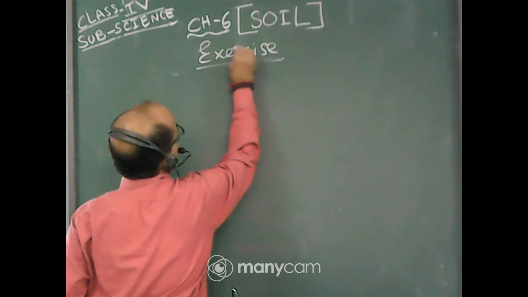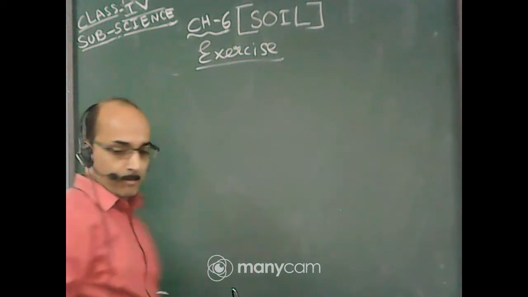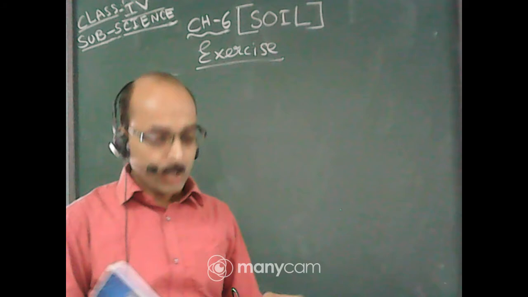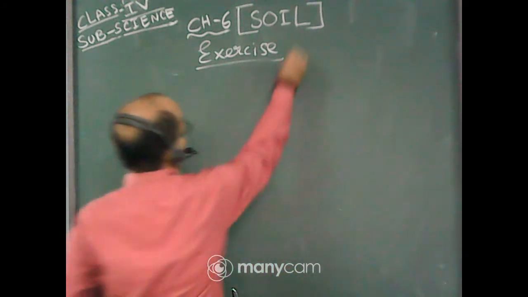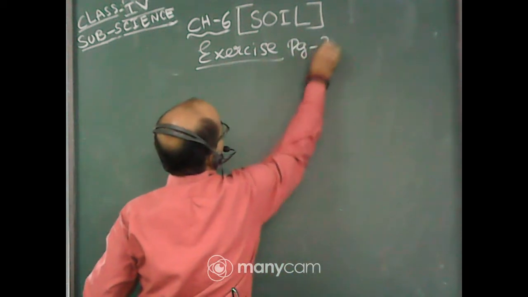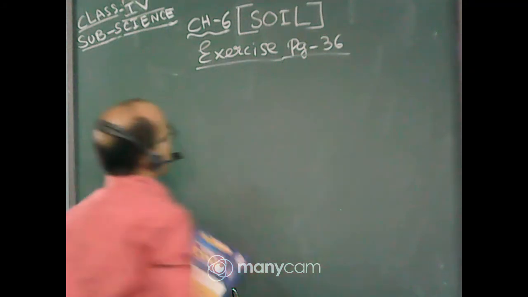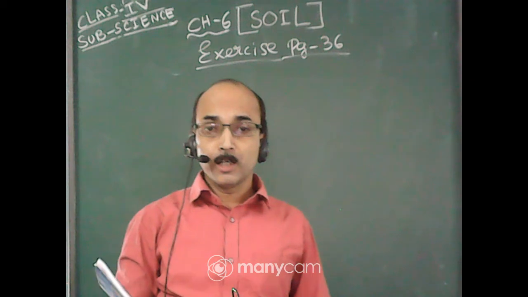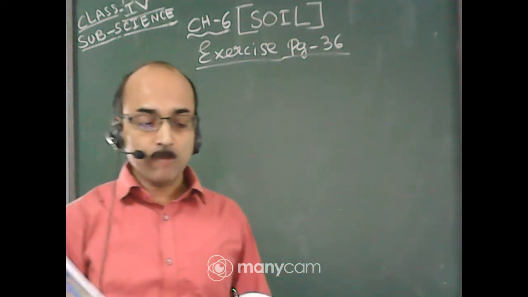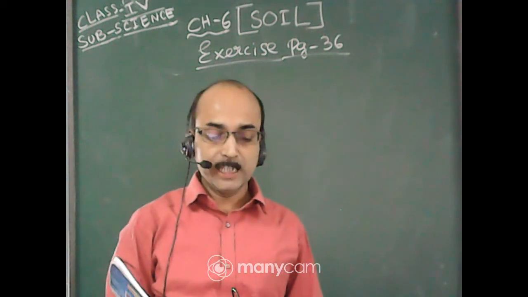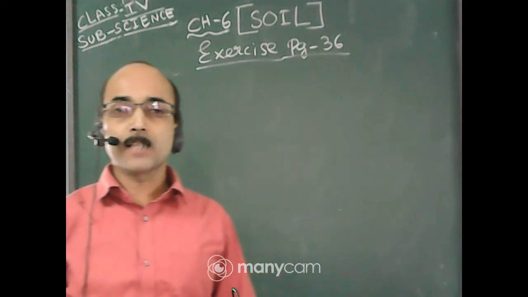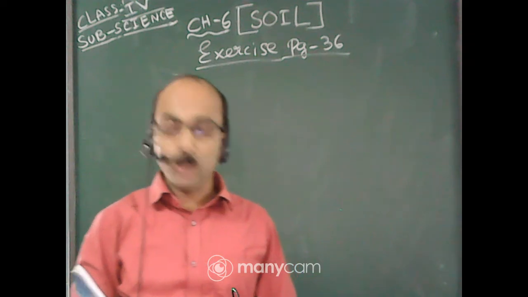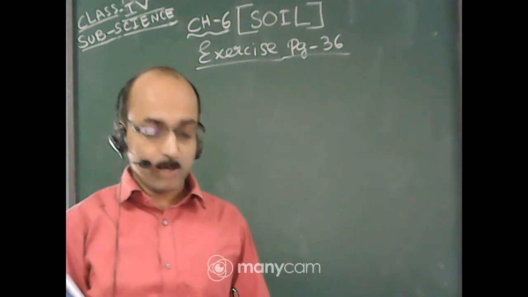This is the exercise of chapter number 6. So I will open the exercise now. This is page number 36, page number 36 of chapter number 6 in your science book. In our previous class, we have solved the short answer question E from the exercise of chapter 6. All 1, 2, 3, 4, 5, we have solved it.